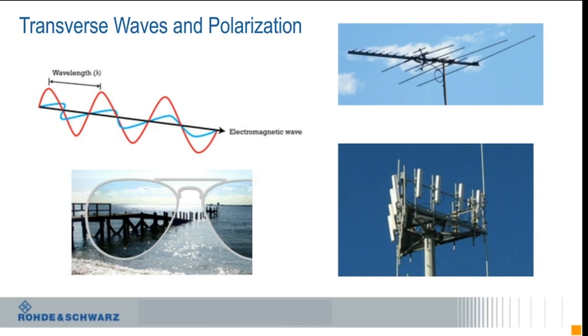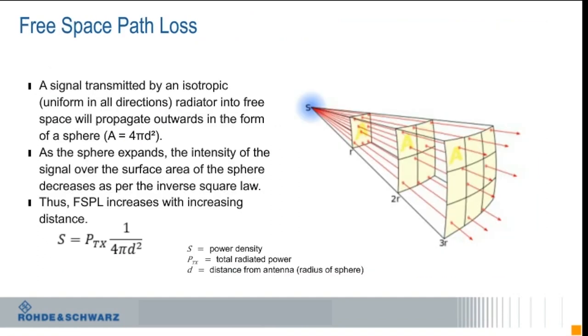So, free space path loss. I mentioned this earlier in brief, but a signal transmitted by an isotropic antenna, that's a nice word, means uniform in all directions. Just think of it like a sphere. If I simulate an antenna, it's going to grow like a sphere out in free space. That's a particular type of antenna. We do things to change that shape, but in the simplest case, I'm going to propagate out in a sphere.